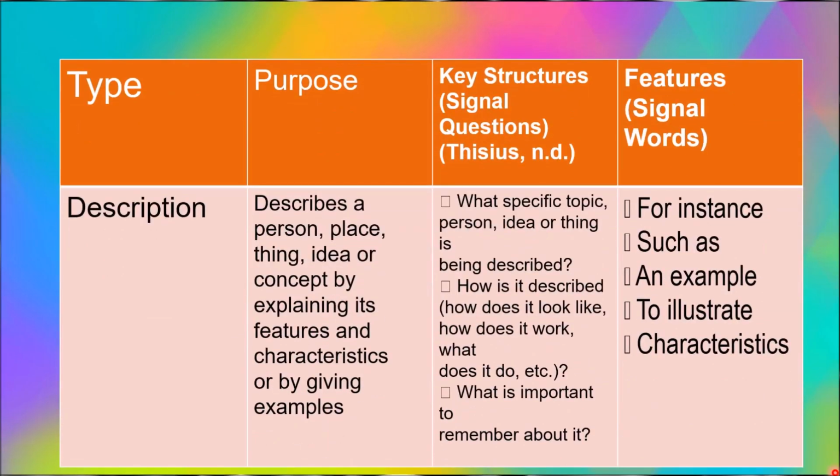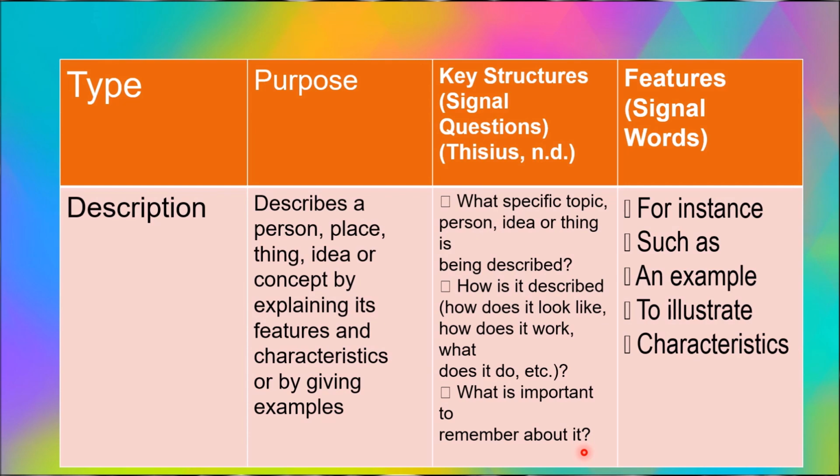Next, for description. The purpose for this is to describe a person, place, thing, idea, or concept by explaining its features and characteristics or by giving examples. And the key structures: What specific topic, person, idea, or thing is being described? How is it described and how does it look? How does it work? What does it do, etc.? What is important to remember about it?